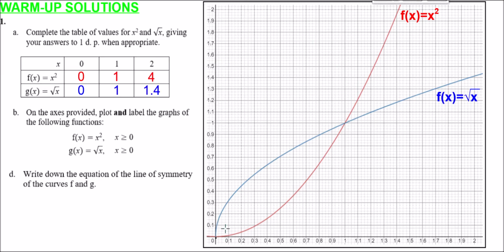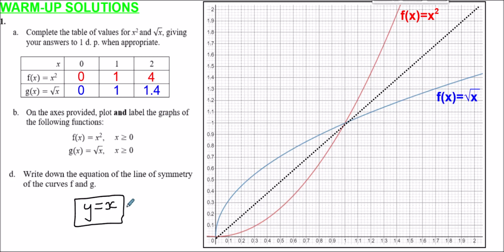So the line of symmetry is this line here going directly between them, which I'm hoping you can see here. So that's for the line y equals x. And in fact, what you'll see in Year 13 a lot is when we plot the graphs of a function and its inverse, the line of symmetry between the two will always be the line y equals x. So that's question 1 completed.